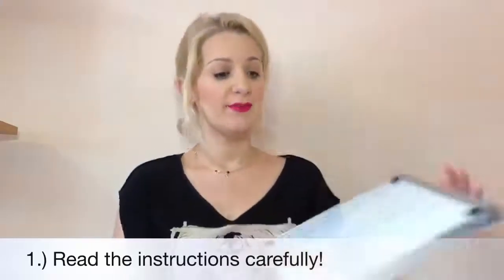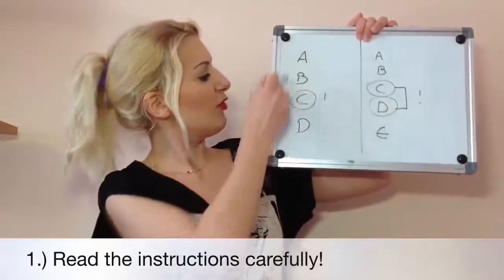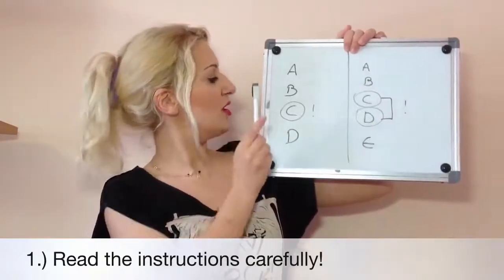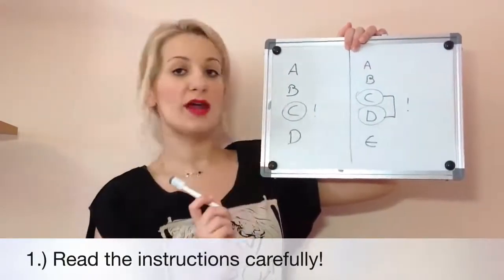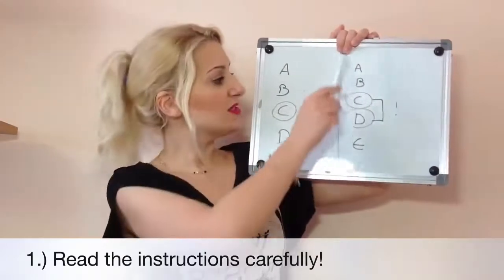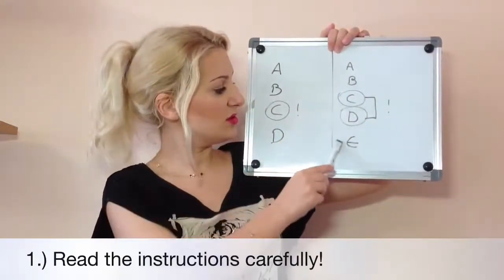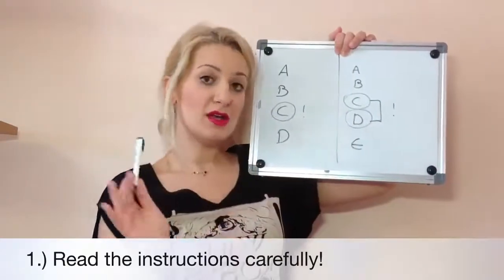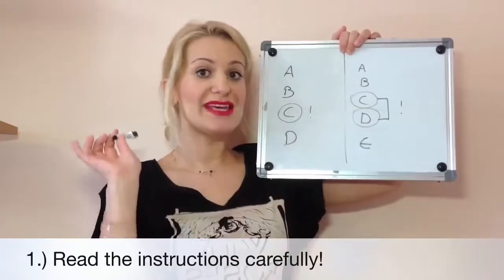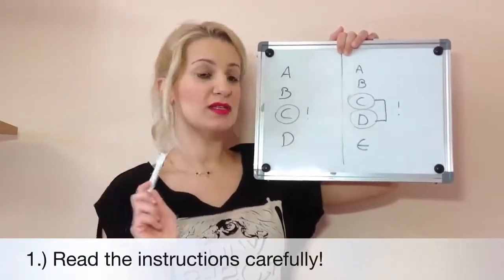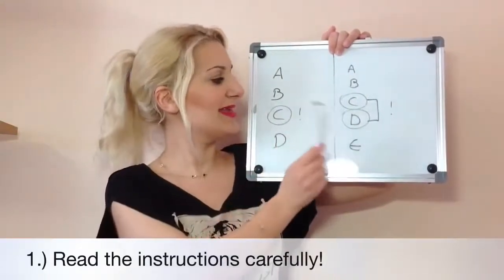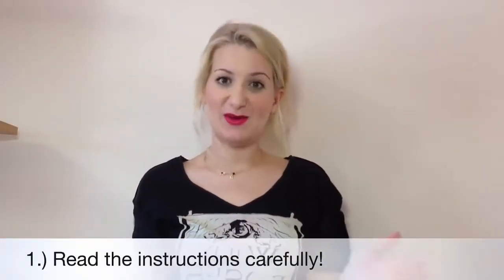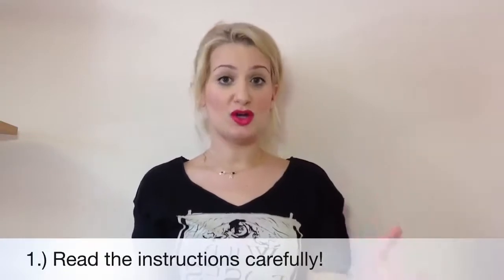For example, if it is a four-option multiple choice task, then you're going to have to choose, for example, C, one correct option. But if it is more than four options, A, B, C, D, E, five options and more, then you're going to have to choose at least two correct options. In this case, for example, C and D. Okay, so read the instructions carefully so as for you to know what you're going to choose.